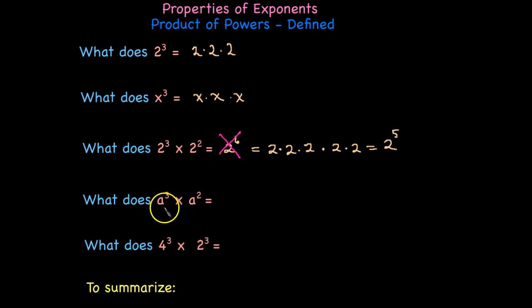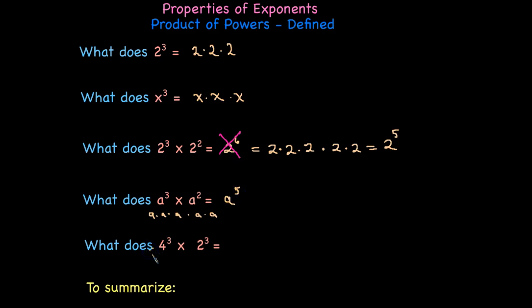Let's apply that down here with some variables. What does a to the third times a squared mean? Well, remember here we have 3 a's and we have 2 a's here for a total of 1, 2, 3, 4, 5, just like we did in the problem above. So a shortcut, instead of writing out all the variables or all the numbers, we can just add the exponents. 3 plus 2 is 5.